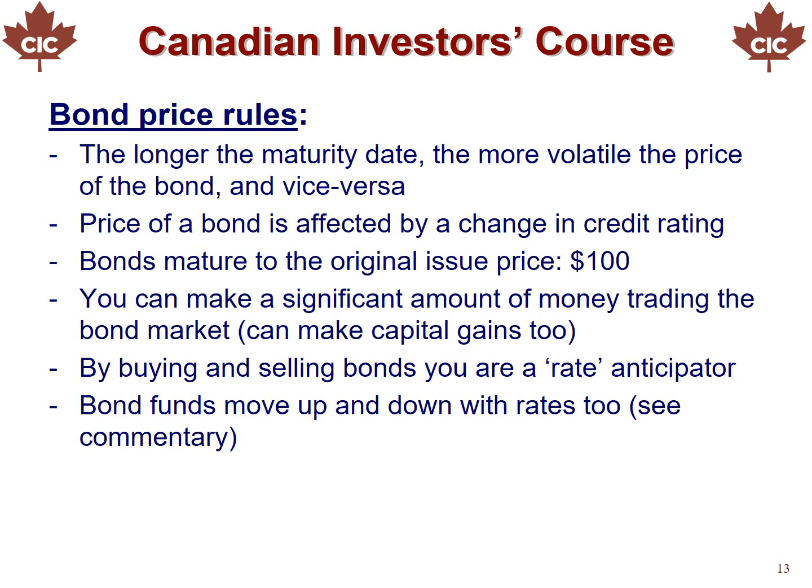Bonds mature at the original issue price of $100. Don't forget that. You buy the bond at $130, you're looking for the yield, but you're going to receive some of your money as an interest payment along the way, as opposed to a gain or loss at the end, because the bond was originally issued at $100 and it matures at $100. So you can make a significant amount of money trading bonds in the right environment, and you can make some good capital gains. But buying and selling bonds makes you a rate anticipator, and bonds certainly move up and down with rates, sometimes strongly.